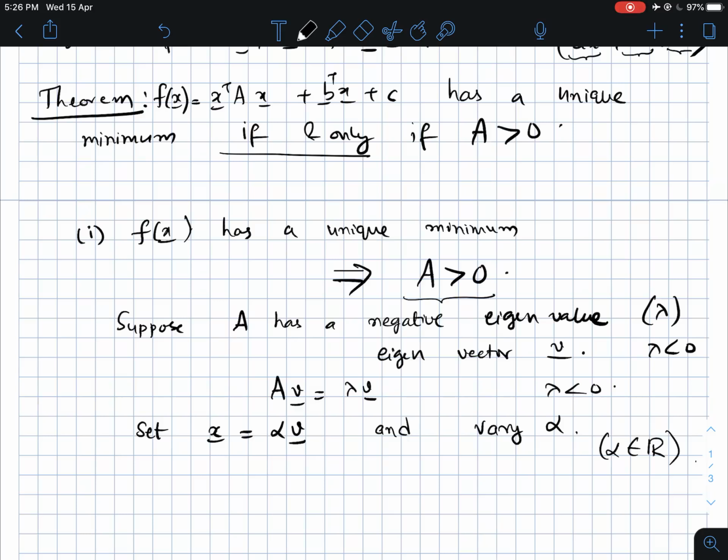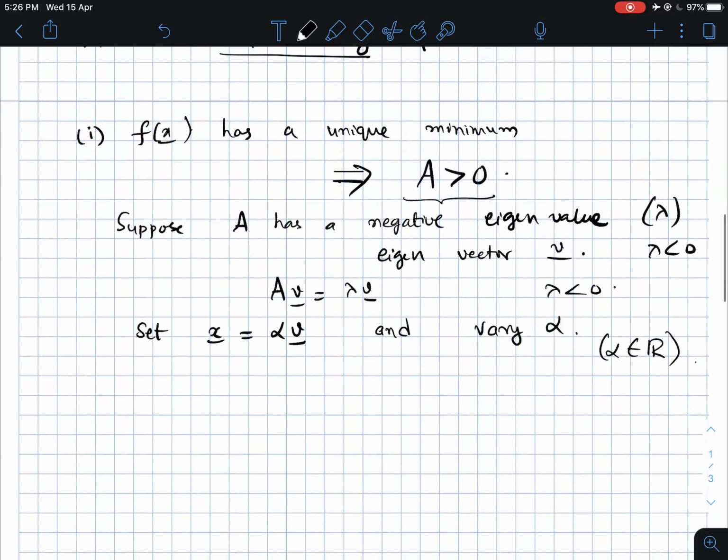What does this mean geometrically? What I am doing here is I have some eigenvector of the matrix. Let's say this is my eigenvector v, a unit vector. I'm trying to look at x that's a multiple of v, meaning I'm trying to move on this line. I'm trying to move along the line pointed by the eigenvector corresponding to the negative eigenvalue. Is that okay? So I'll look at what happens to this function f of x along this line.